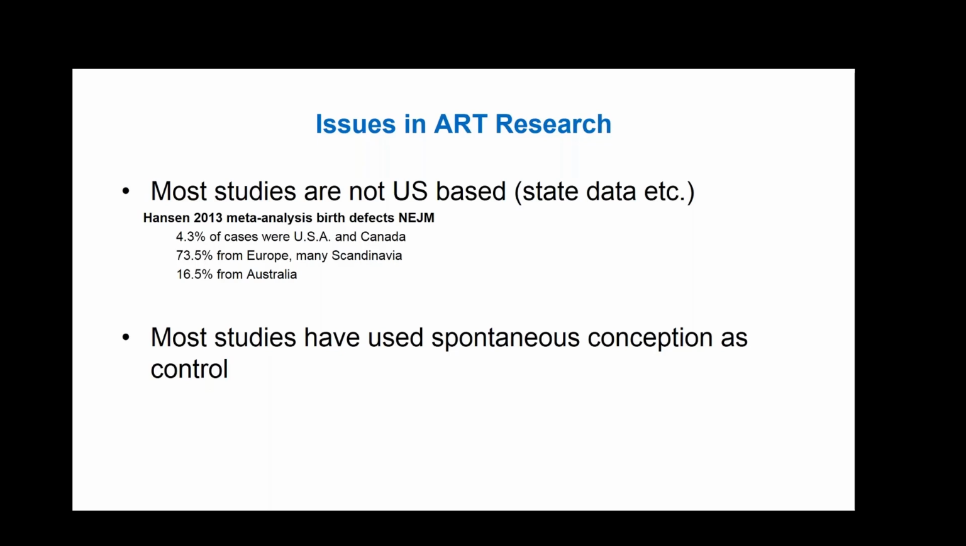The other issue for ART research is that most studies have used spontaneous conception as the control group. And this means that if underlying infertility contributes to adverse ART outcomes, then we'll not have a means of measuring this in these studies because the control group that we're using is spontaneous conceptions. So we have to look for a control group that might be better. Subfertile patients, patients who've used intrauterine insemination, or another group that would be a more appropriate control for the ART pregnancies.